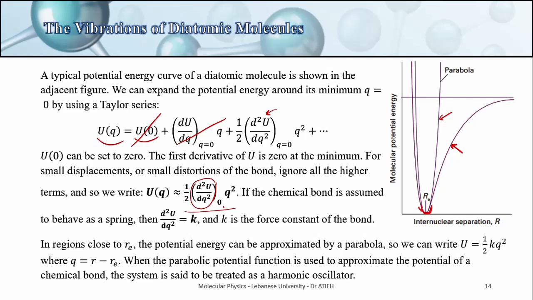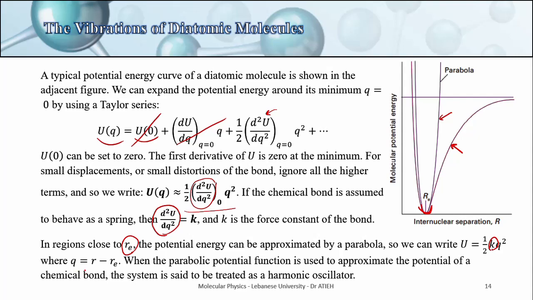It's similar to that of a harmonic oscillator. So for small distortions, we can assume that the potential energy curve of a diatomic molecule is approximately the same as a parabola. So in regions close to Re, the equilibrium bond length, the potential energy can be approximated by a parabola, so we can write U equals half kq squared, where k is the force constant of the bond. K is the second derivative of the potential energy with respect to Q.